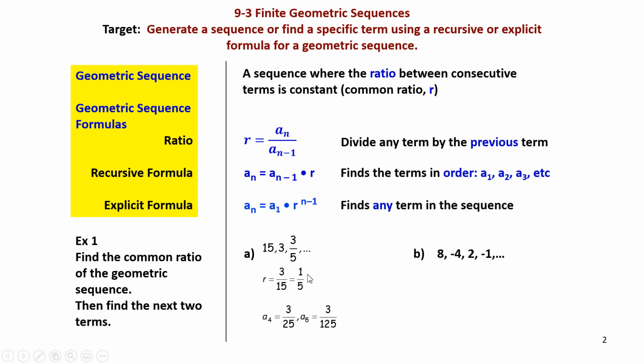So 3 times 1 is 3, 5 times 5 is 25. A sub 5, I'm going to take a sub 4, 3/25, multiplied by 1/5. 3 times 1 is 3, 25 times 5 is 125. All right? You should be able to do the next one on your own.